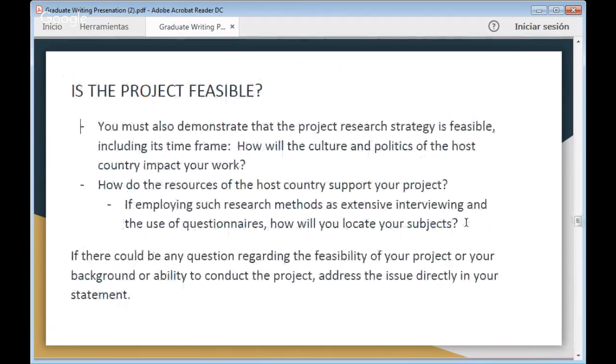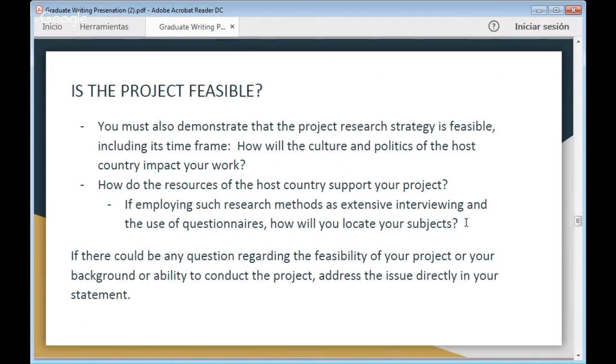So looking back at, is the project feasible? You want to make sure that it's something that can be done within the time frame. Will the culture and politics impact your work at all? Will that play any role in it, or will that have any effect on it? You'll want to discuss that as well. How do the resources of the host country support your project?